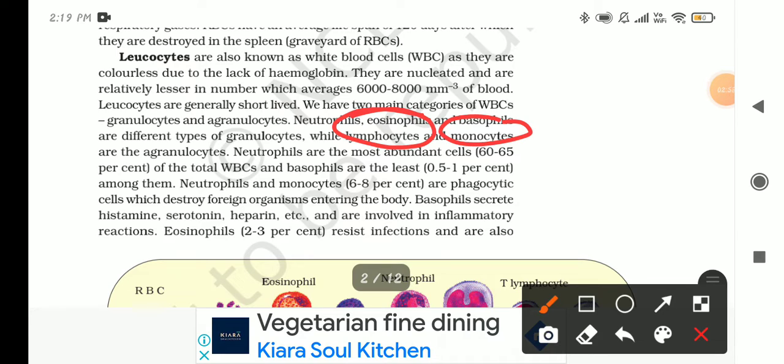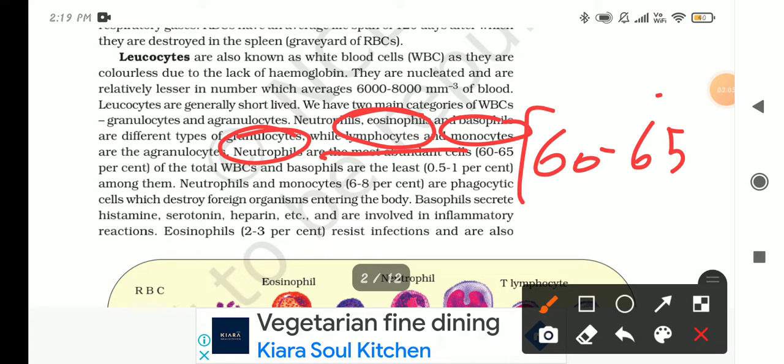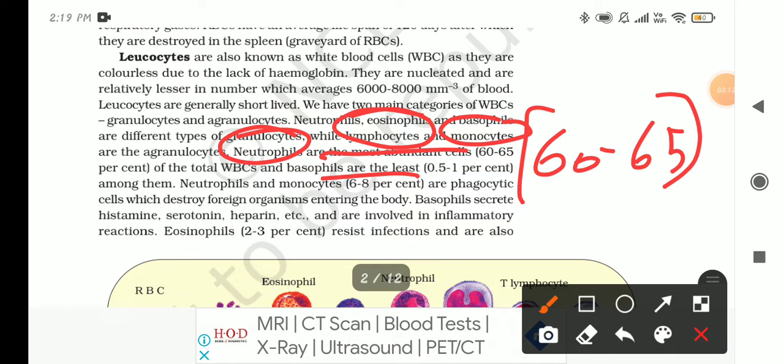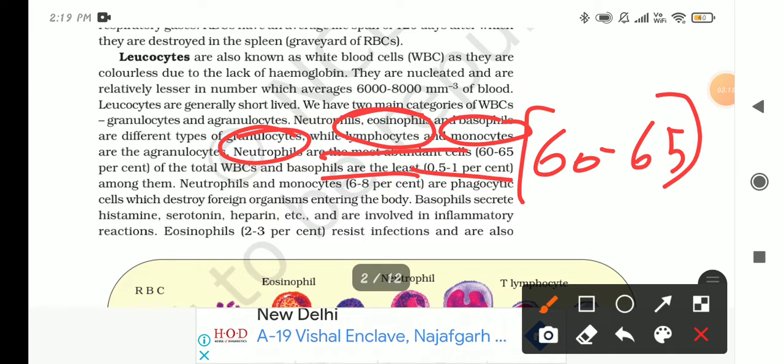If we are talking about abundance, neutrophils are the most abundant, about 60 to 65% of the total WBCs. And basophils are the least abundant, about 0.5 to 1% only.